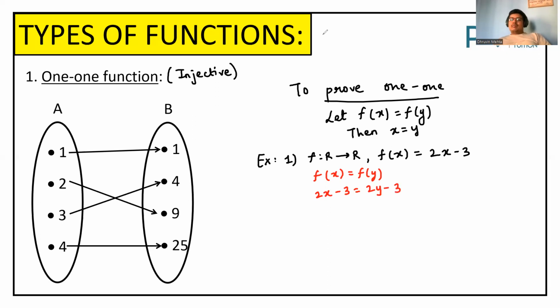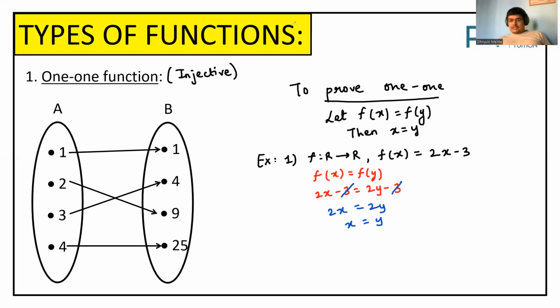Chalo, solve this and tell me, will we get x equal to y? You can try this orally, it's very simple. What should we do? We'll get f(x) equal to f(y). We'll get, right, because minus 3 is getting cut. So 2x will get cut, 2y will also get cut. So x is equal to y. So it's a 1-1 function.